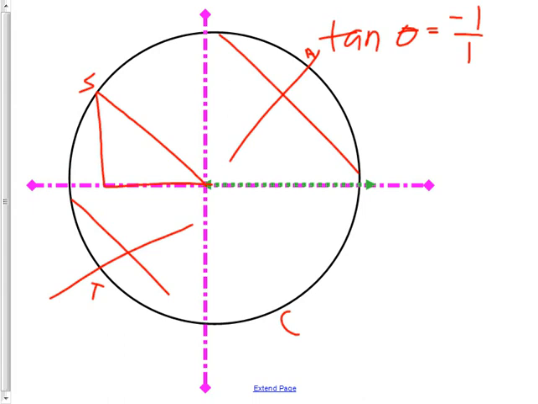And then opposite over adjacent. Opposite -1, adjacent 1. Now, what is wrong with what I just did? Yes, sir. Okay. The opposite is this side right here. But what's wrong with how I label it? Yes?